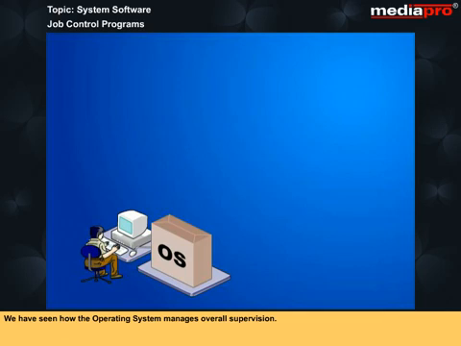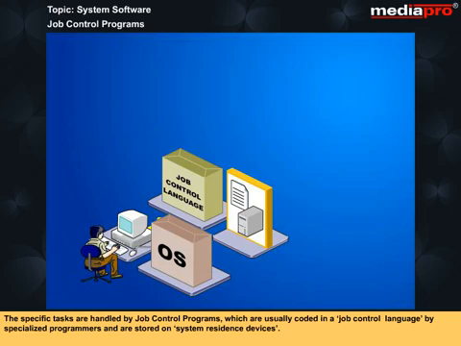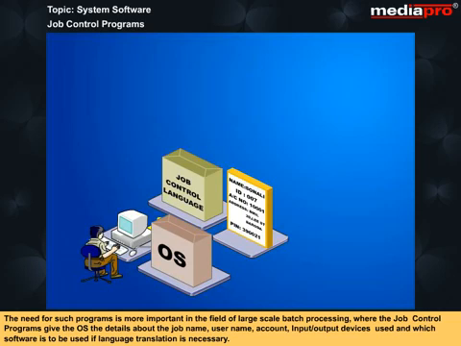We have seen how the operating system manages overall supervision. It is the OS that provides the linkages between specific jobs or tasks during the processing of applications. The specific tasks are handled by job control programs, which are usually coded in a job control language by specialized programmers and are stored on system residence devices. The need for such programs is more important in the field of large-scale batch processing, where the job control programs give the OS the details about the job name, username, account, input-output devices used, and which software is to be used if a language translation is necessary.